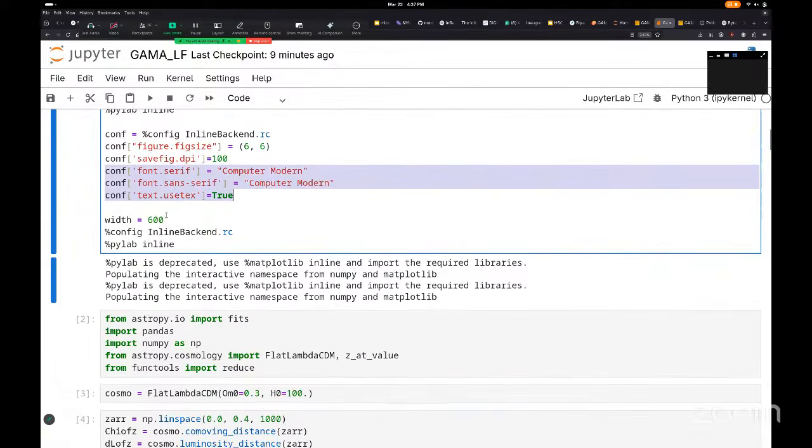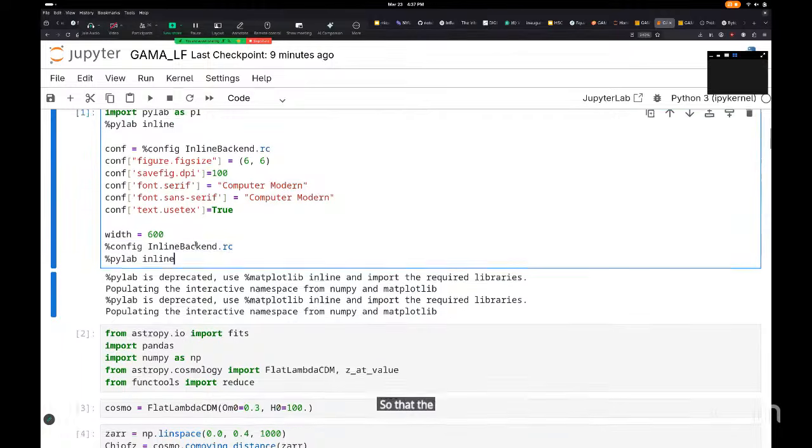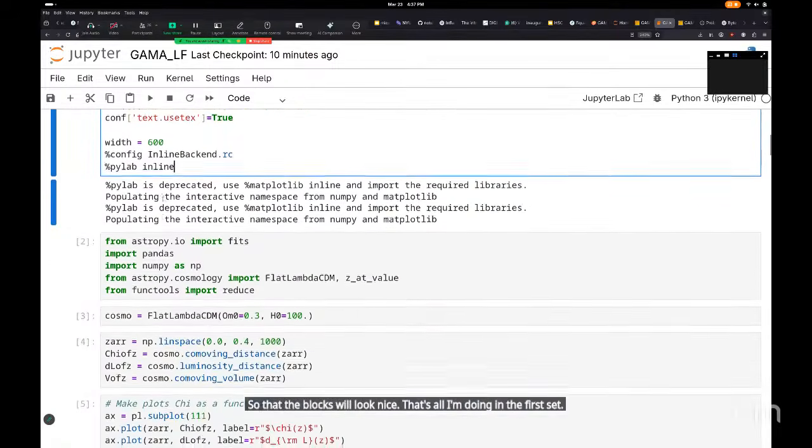Width is equal to 600, otherwise it will have generated smaller plots. So that's why I also set up the width. And then I reload this config file so that the plots will look nice. That's all I'm doing in the first step. Okay. Nothing about GAMA yet.